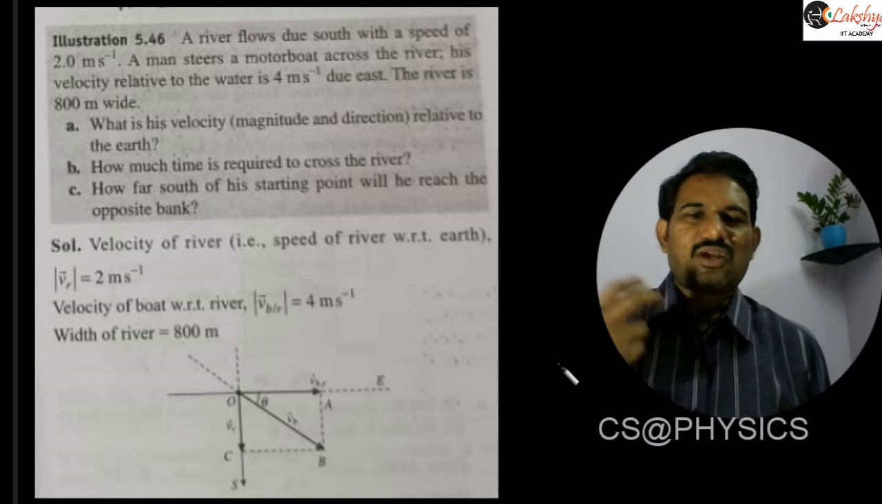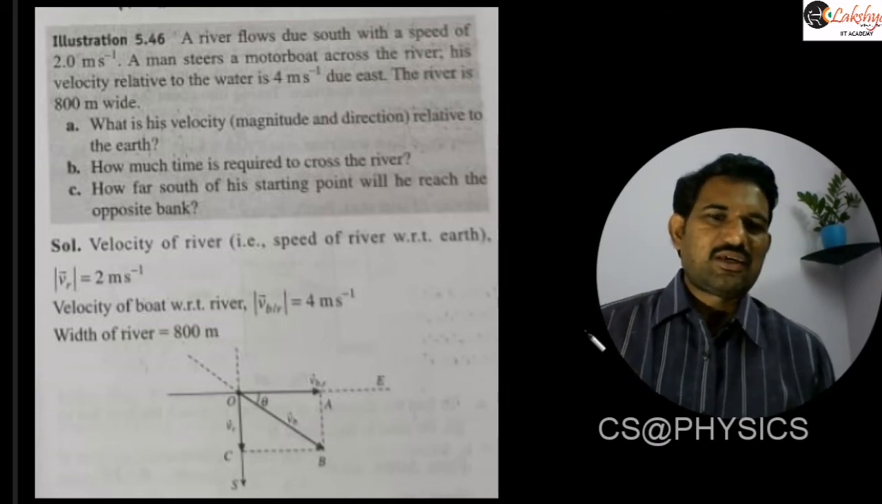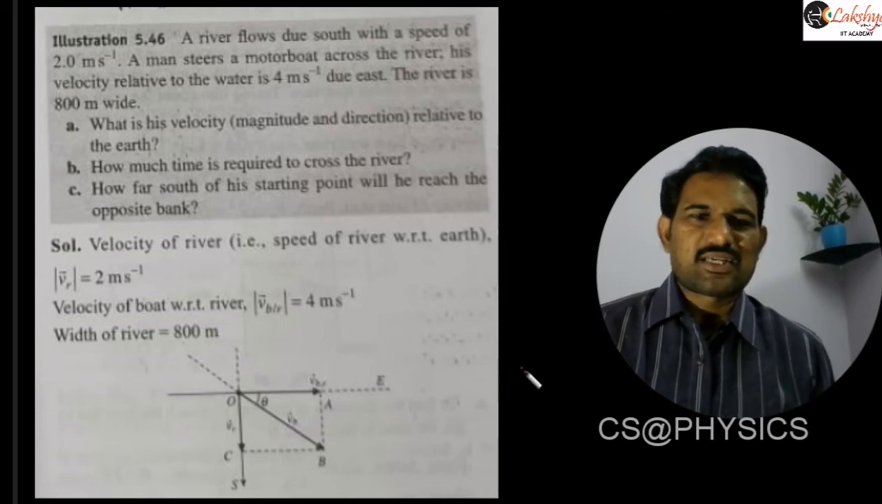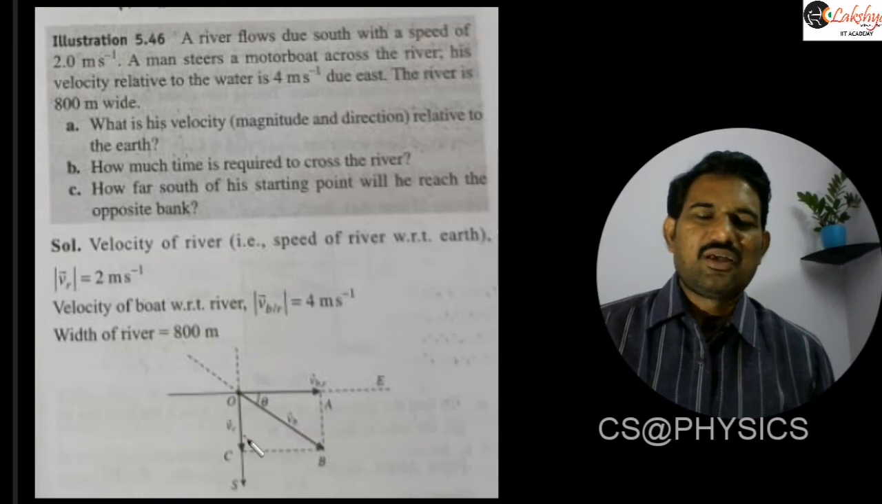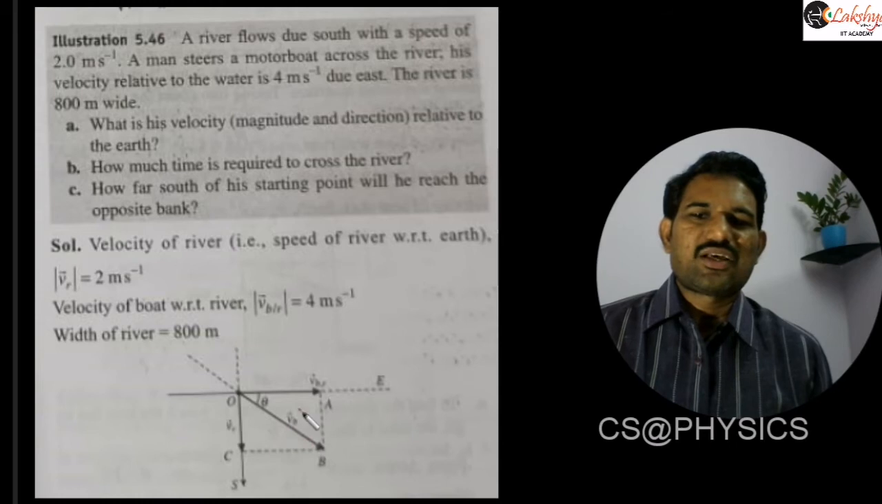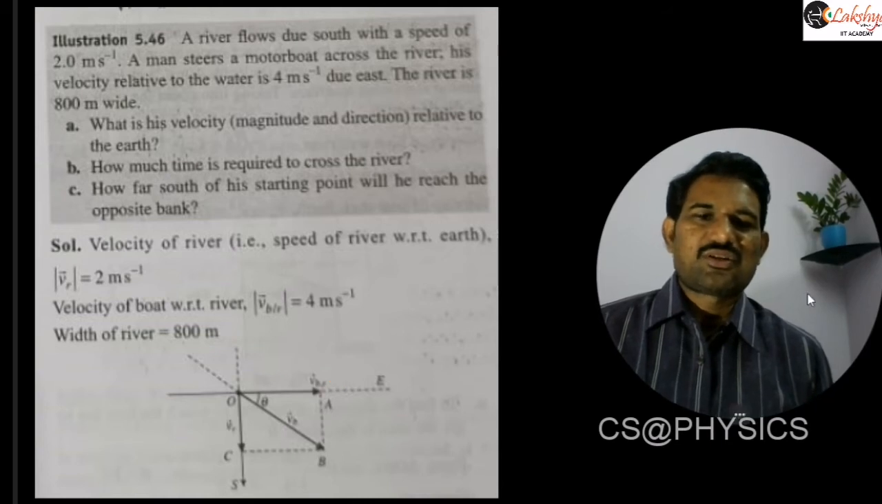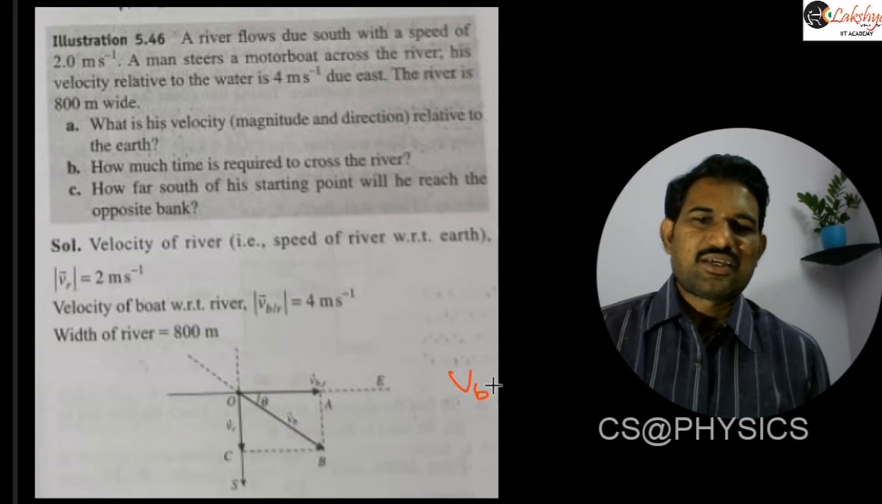While discussing earlier, we considered the river flow direction as the x-axis. Here, according to the given information, the river is flowing along this direction, so you may consider this as the y direction. Finally, we need to write the resultant velocity as the square root of VR square plus VBR square. So that is the resultant velocity here. The remaining parts you can calculate directly using our formula.